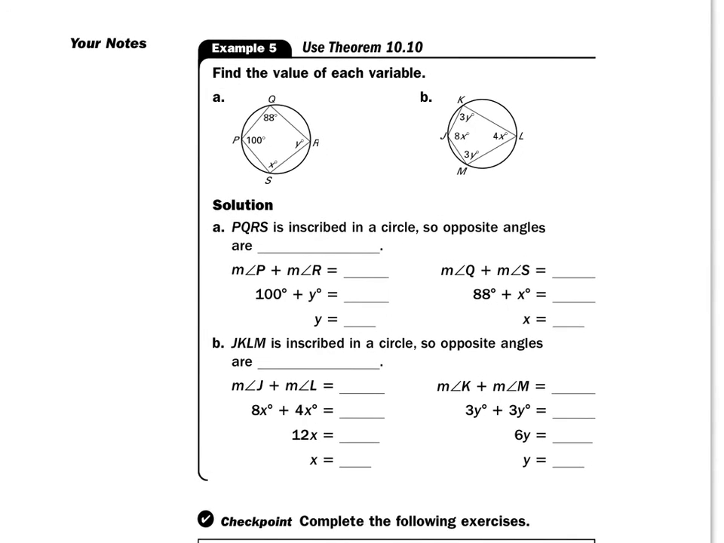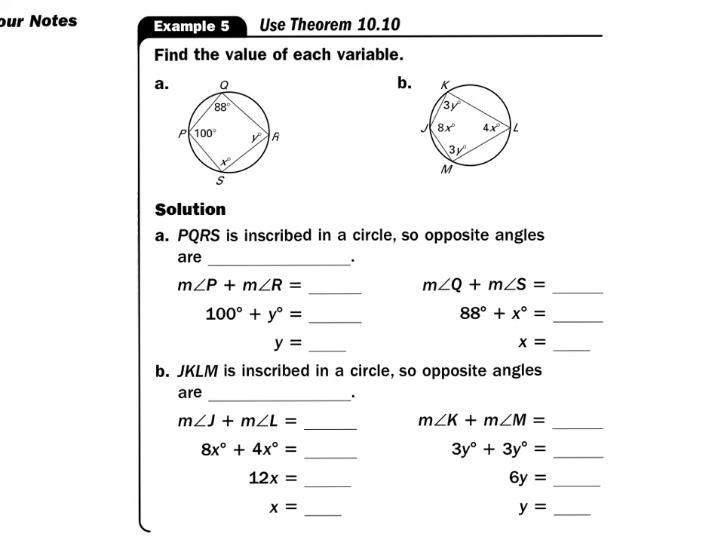Example 5. Find the value of each variable. So this is a quadrilateral inscribed in a circle. So opposite angles will be supplementary. That means they have to add up to 180. So P and Y, if P is 100, then Y is 80 degrees. And Q and S, they have to add to 180. So 180 minus 88 is 92 degrees.